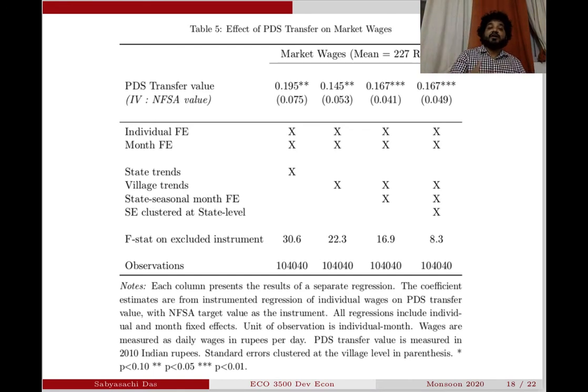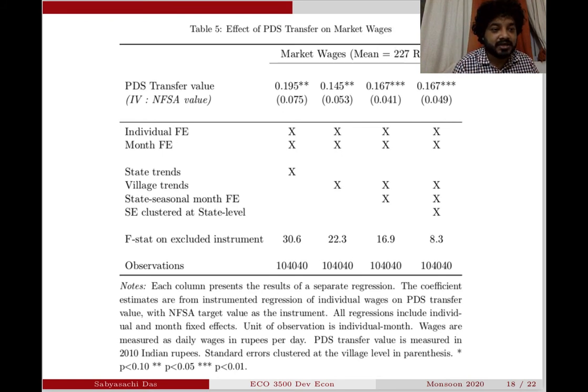What is the effect of market wage? Again, market wage is for every month. What you have is your daily wage rate. So the mean for the sample is about 220 rupees per day across all the states, and an additional rupee of PDS transfer actually increases the wage by 0.19 rupees, or 100 rupees of PDS transfer increases wage by 19.5 rupees on a mean of 227 rupees. So that's a pretty large increase, right?